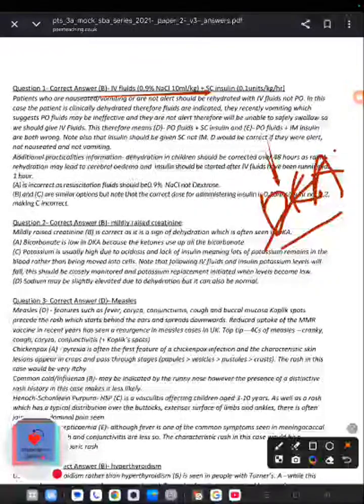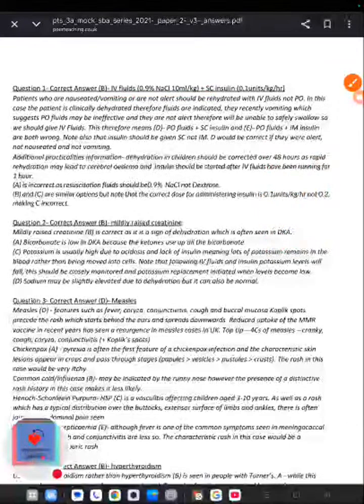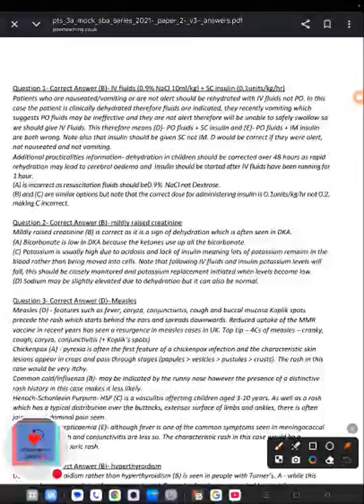Additional practical information: dehydration in children should be corrected over 48 hours, as rapid rehydration may lead to cerebral edema, and insulin should be started after IV fluids have been running for 1 hour. Option A is incorrect, as resuscitation fluids should be 0.9% NaCl, not dextrose. Don't give dextrose.